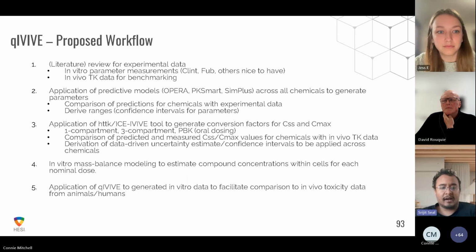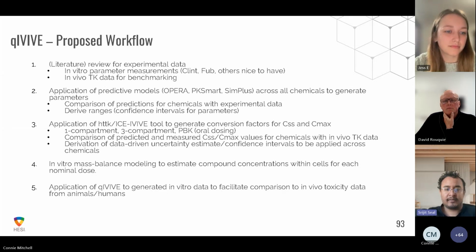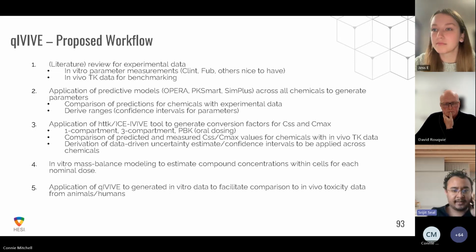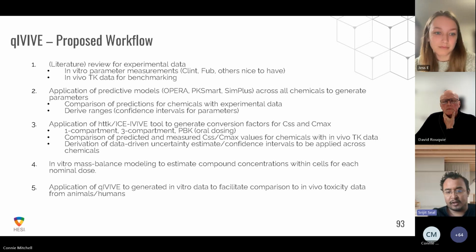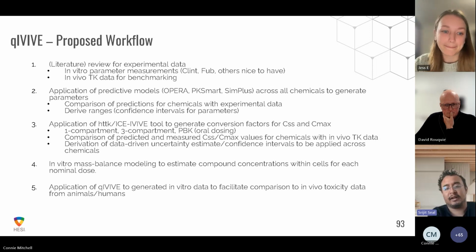So for the QIVIVE, we have downloaded in vitro and in vivo parameters that we could use for benchmarking different experimental datasets. We are using predictive models like OPERA from NIH and PKSmart, which I developed, and then Simcyp, which is an external model, across all these chemicals to generate these PK parameters, and comparing these predictions with experimental data, trying to find whether we can derive ranges for confidence for each parameter. We are going to use the HTTK IVIVE tool to generate conversion factors for the Cmax and Css. There are different models there for PK, PBK, like 1-compartment and 3-compartment modeling, to find the oral dosing, etc. And then using these QIVIVE models, we will be able to generate PK parameters and in vitro to in vivo extrapolation that we can compare, to see whether the animal data we have can make an informed decision about human toxicity. So this is the proposed workflow for the next year.